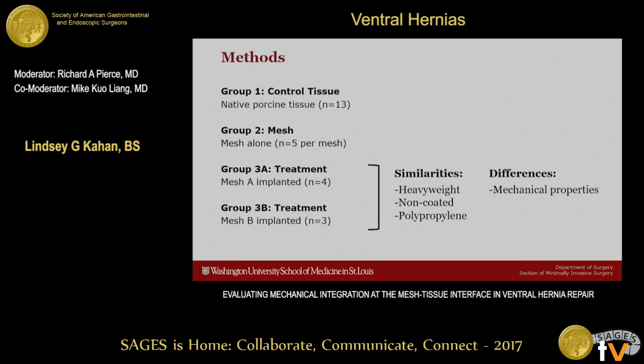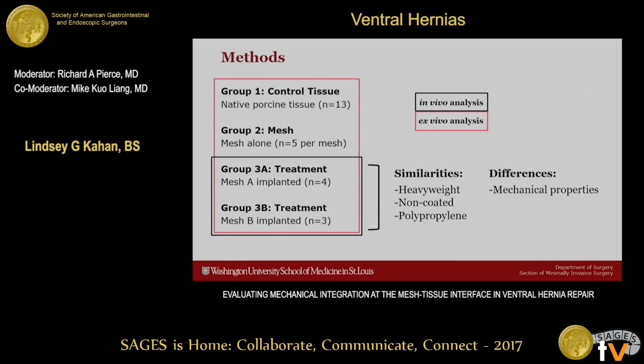So the similarities: they were all heavyweight, non-coated polypropylene meshes. We wanted them to be the same for their physical properties, but they differ in terms of their mechanics. Mesh A differs more than mesh B from native abdominal wall mechanics. So these two treatment groups underwent our in vivo fluoroscopic imaging analysis, whereas all three groups underwent our ex vivo mechanical testing.